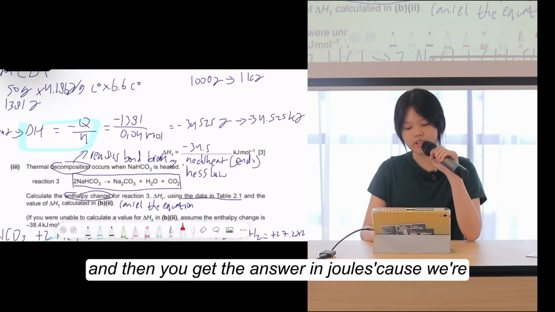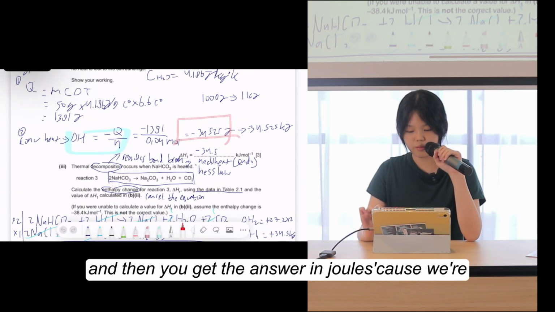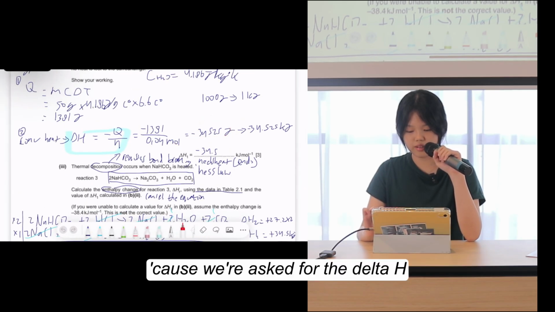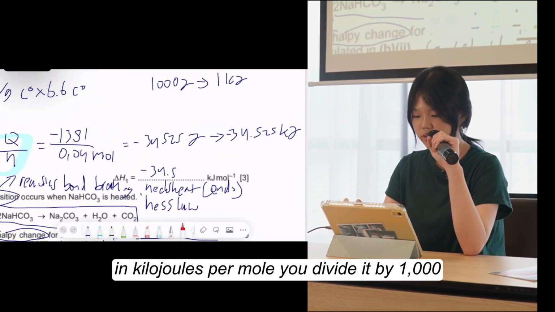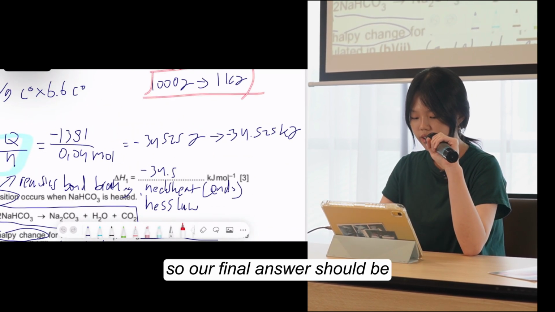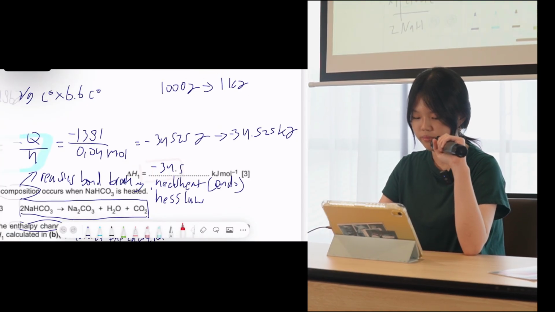And then you get the answer in joules, because we're asked for the delta H in kilojoules per mole. You divide it by 1000. So our final answer should be minus 34.5 kilojoule per mole.